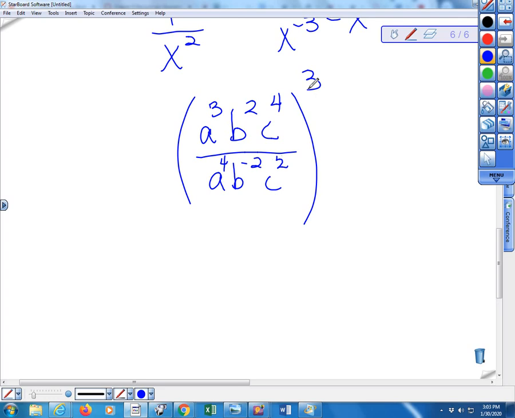So first you would distribute. You can do this in one of 2 ways. You can simplify what's in the parentheses first and then raise everything to the 3rd. Or you can distribute the 3 into everything and then simplify. Either way, let's do it both ways for practice. Let's simplify what's in the parentheses first.